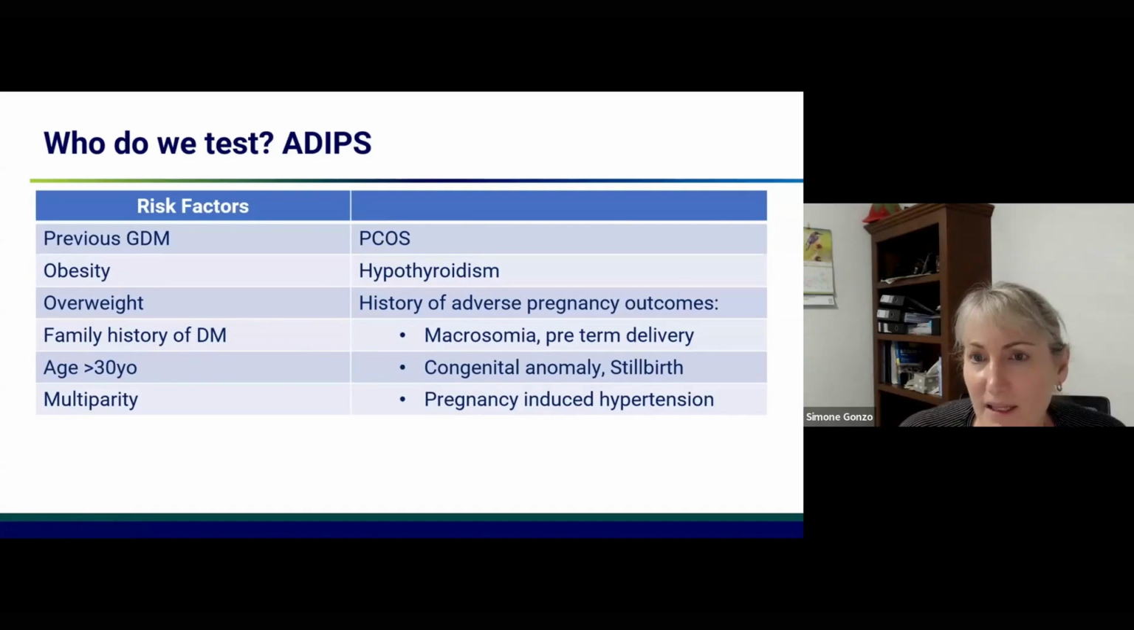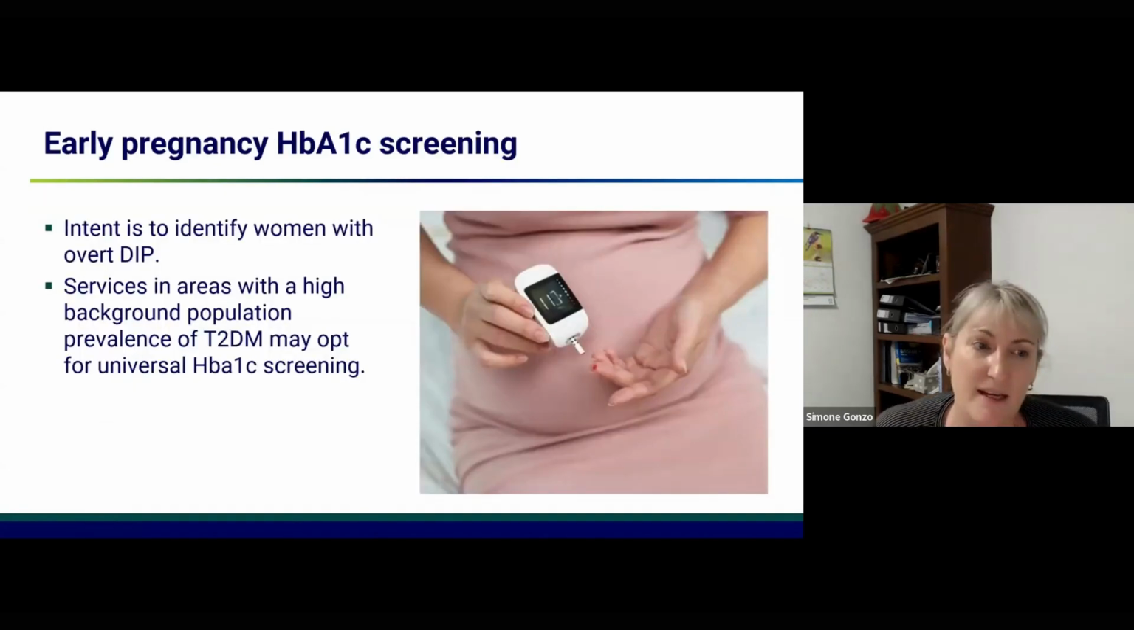So with our early pregnancy HbA1c screening, we're looking to identify and stream out those women with overt DIP, so we can then get them off to their obstetrician so that we can get them sorted and on their way with managing their glucose and risks.